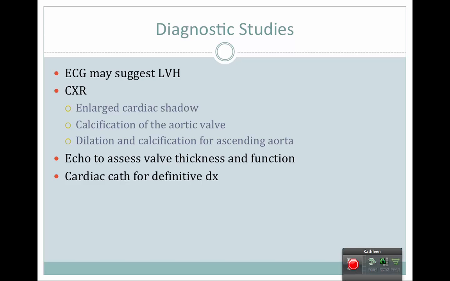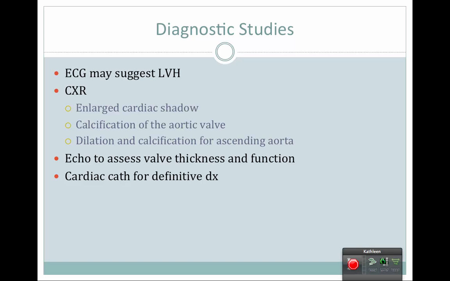EKG may suggest left ventricular hypertrophy. Chest X-ray shows an enlarged cardiac shadow, calcification of the aortic valve, and dilation and calcification of the ascending aorta. Echo you want to look at to assess valve thickness and function, and cardiac cath is used for definitive diagnosis.